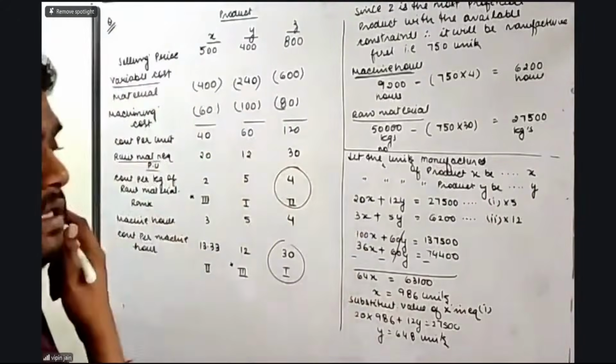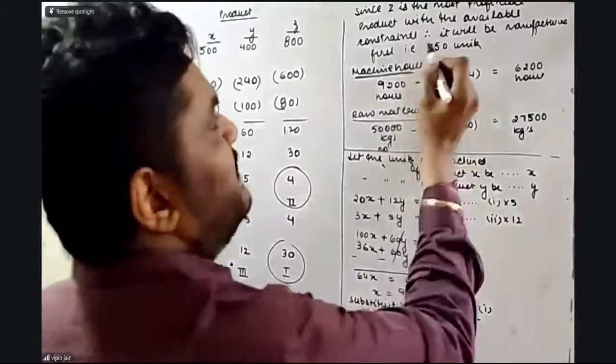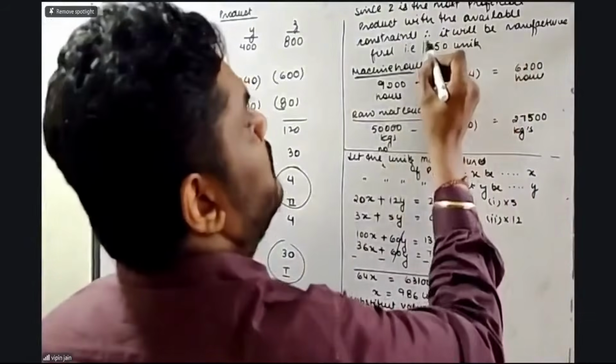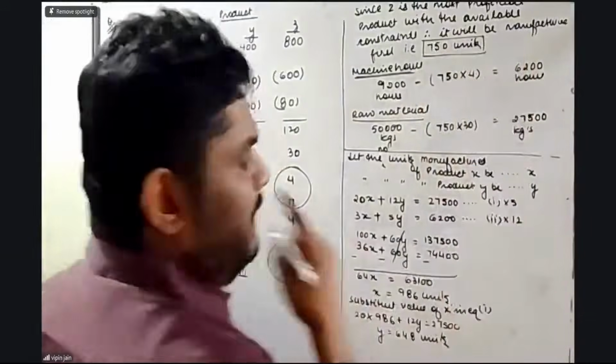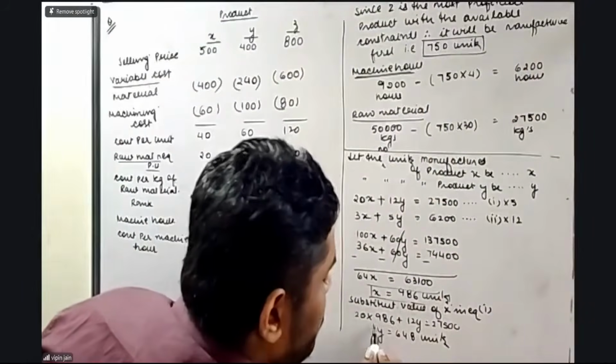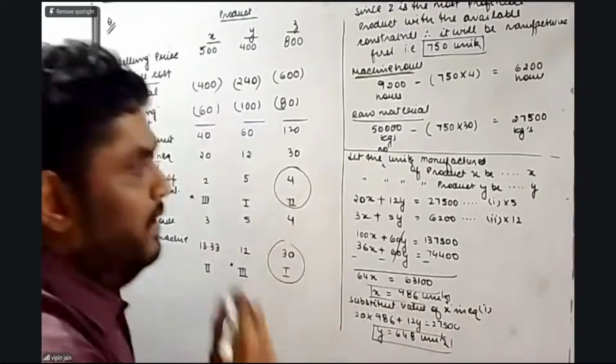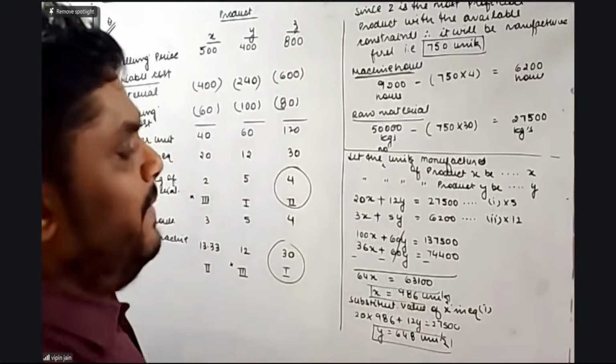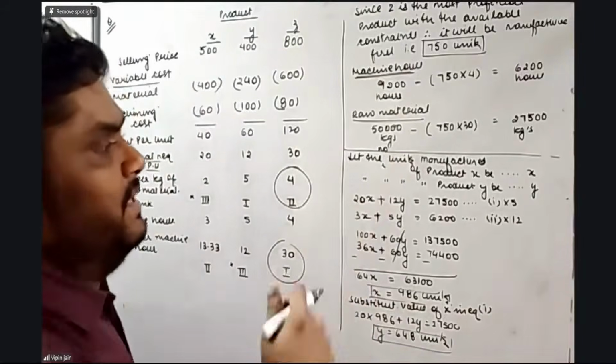So we have got the answer now. For z, it is 750. For x, it is 986. And for y, it is 648. So these are the units that will be manufactured of x, y, and z.